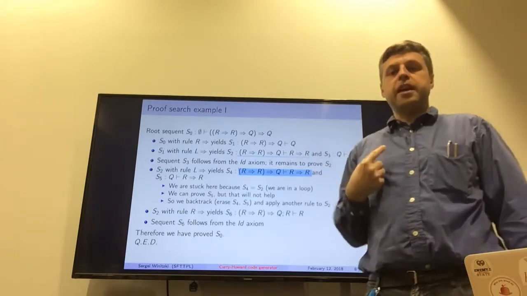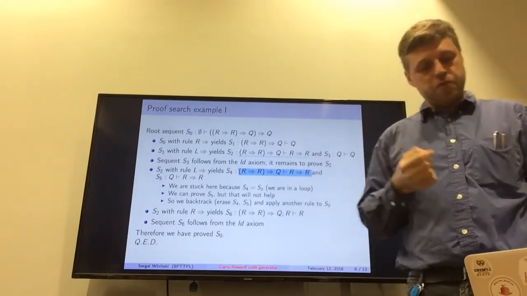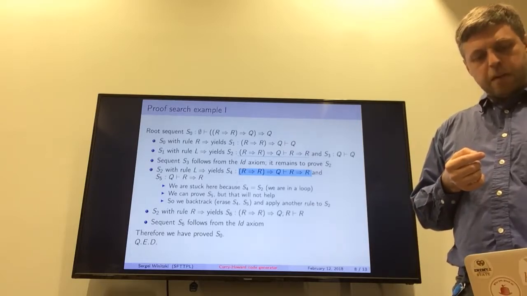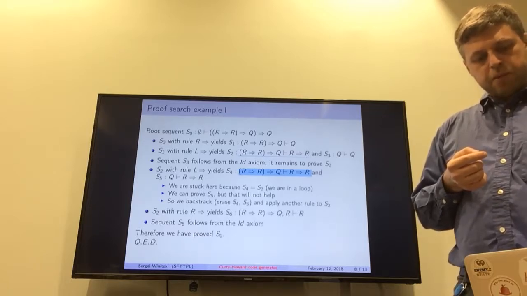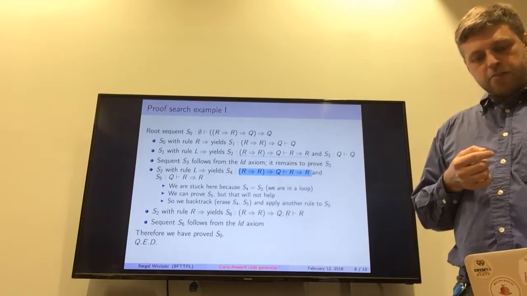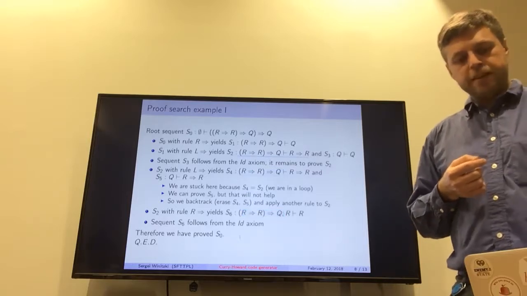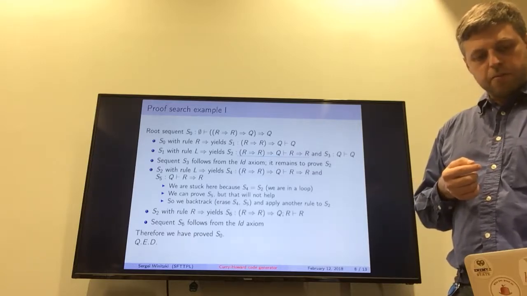Now we scratch our heads and say, we probably need to backtrack. We didn't do the right rule. Let's try another rule. So we erase what we did. We erase S4 and S5. We're back to S2 and S3. S3 is proven, S2 is not. Now we apply the rule right implication. So we get a new sequent, and that sequent follows from the identity axiom because it has R and R on both sides, so we ignore all those things and we have proven it. So that concludes the proof of the sequent, which is S0 at the top.